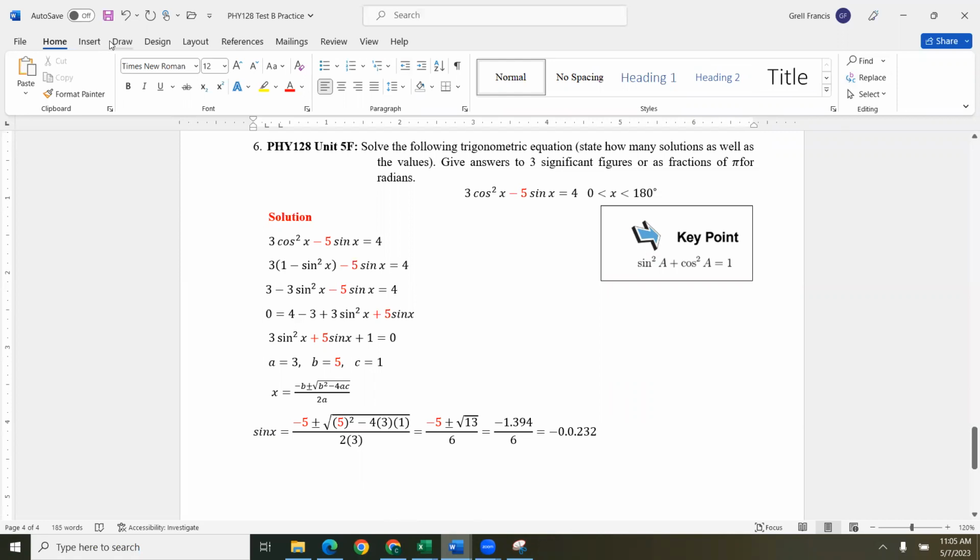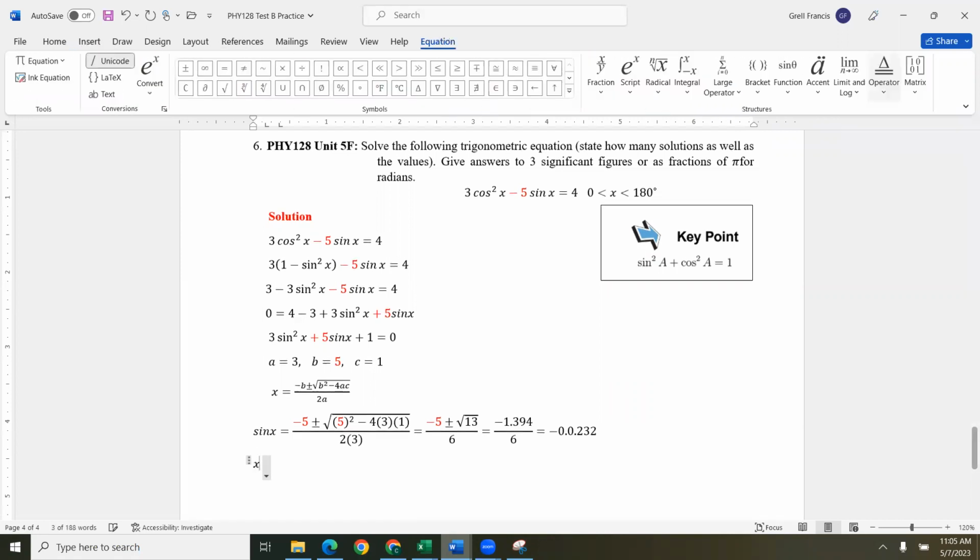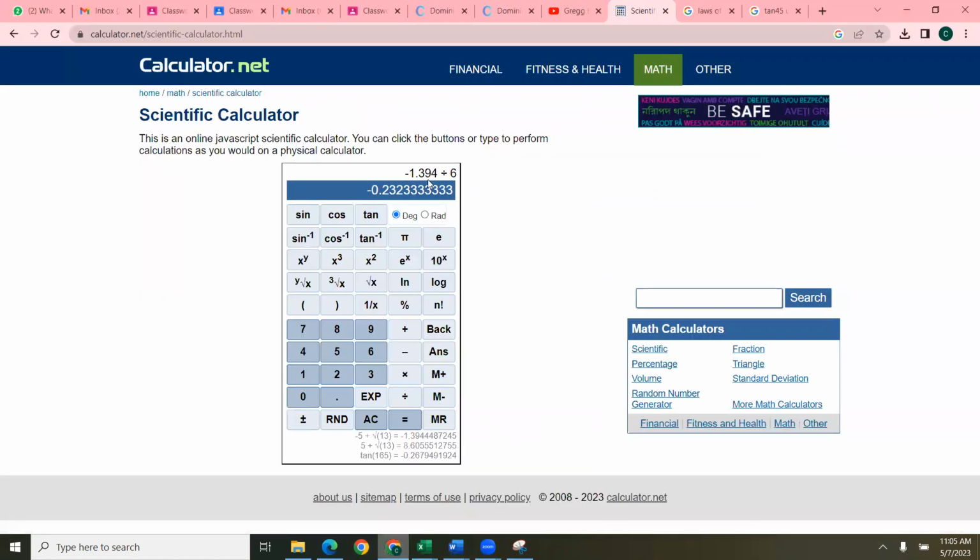So x is equal to inverse sine, or arc sine, of negative 0.232. And that will give us minus 13.41.